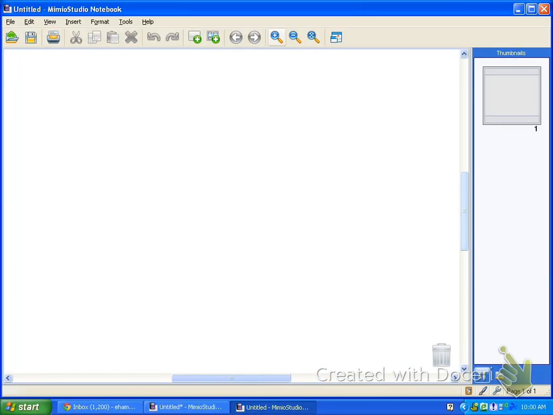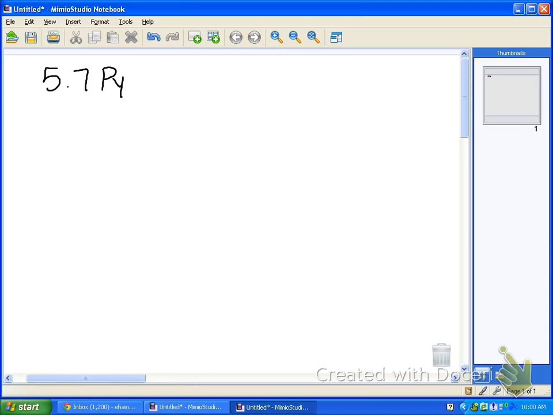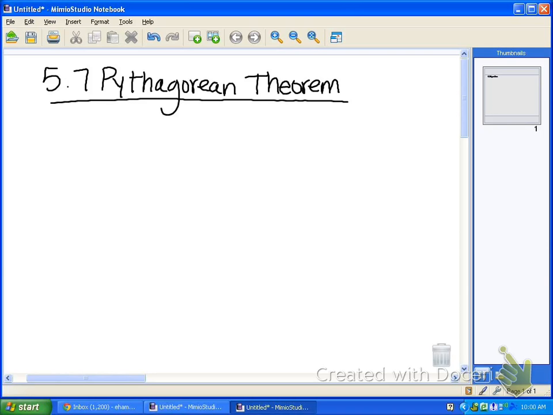Okay. So this is 5.7, Pythagorean theorem. And can somebody tell me what the Pythagorean theorem is? A squared plus B squared is equal to C squared. What is important about C? C is the hypotenuse.